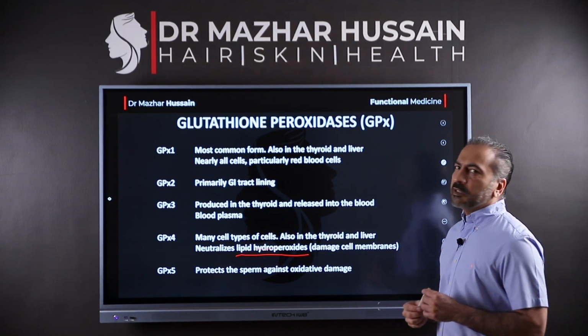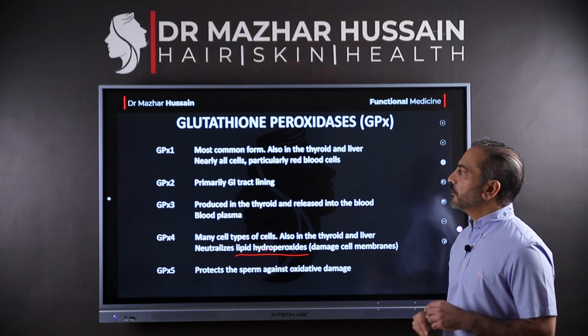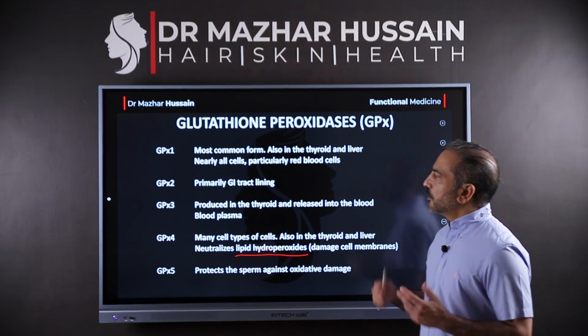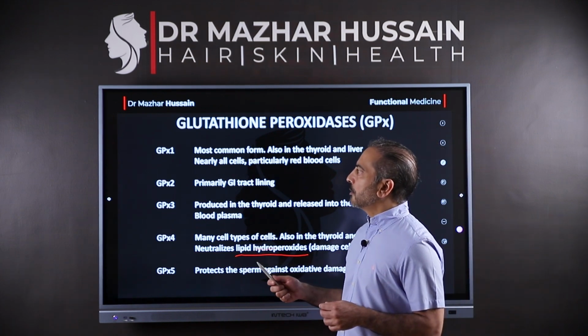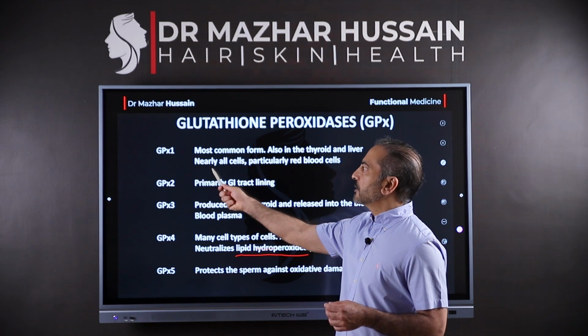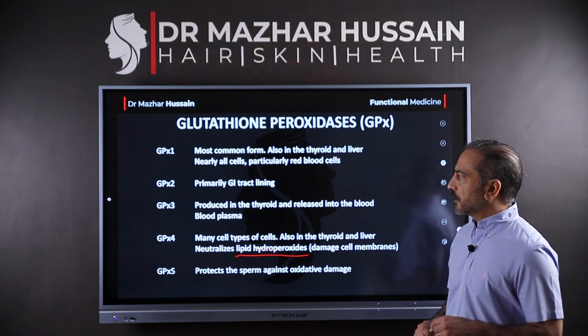GPX1 is the most common. It's found in the thyroid and the liver. The liver has a very important anti-inflammatory function. As we know, a lot of detoxification happens there. And GPX1 is found in nearly all blood cells.